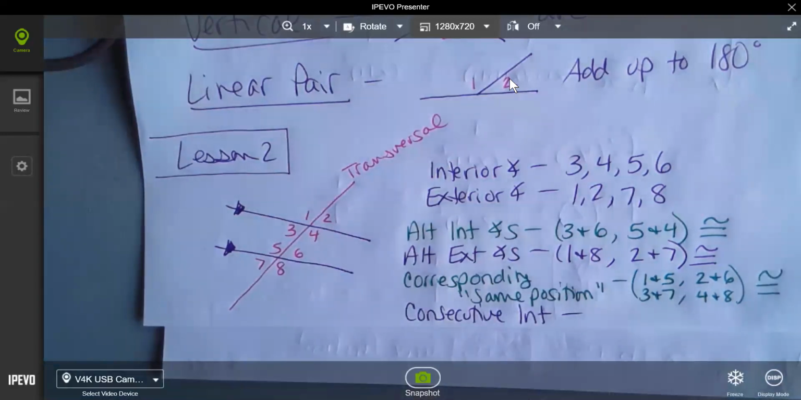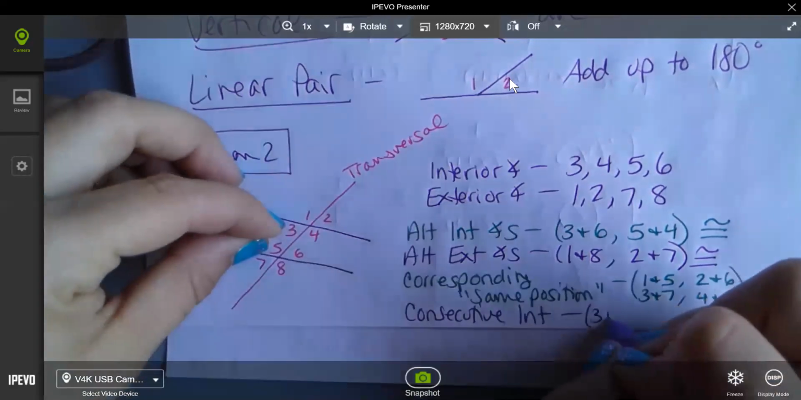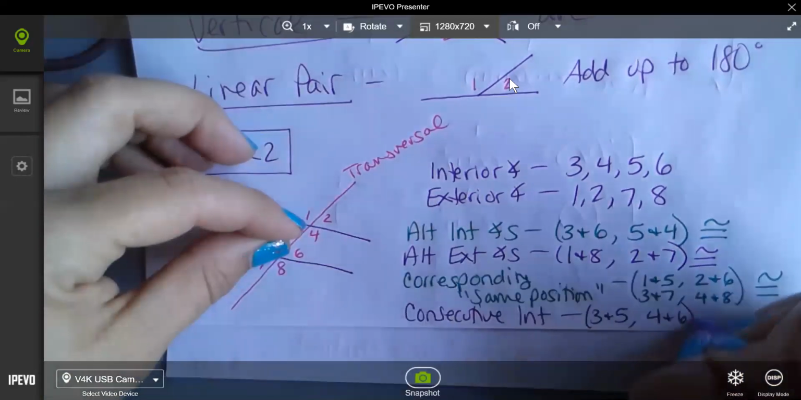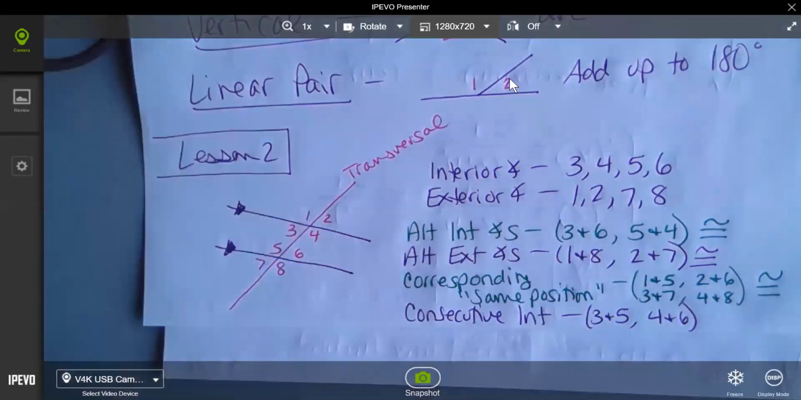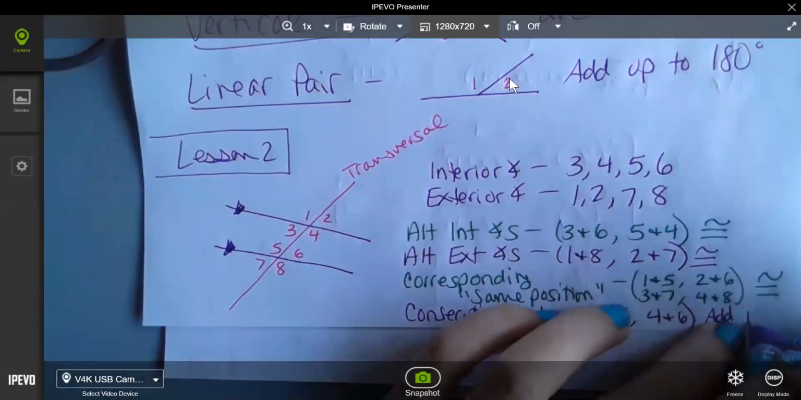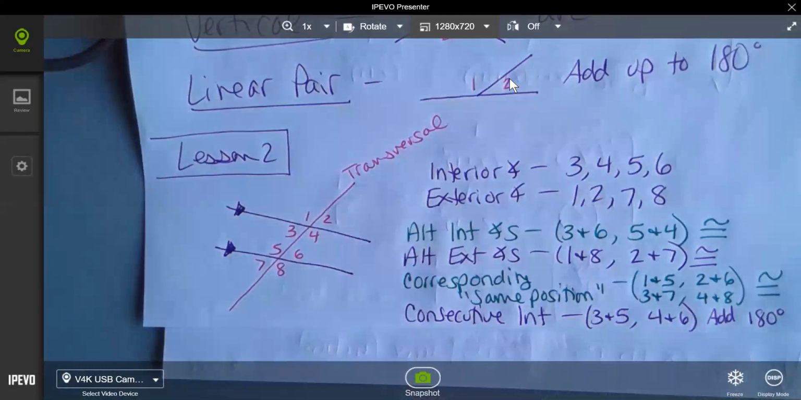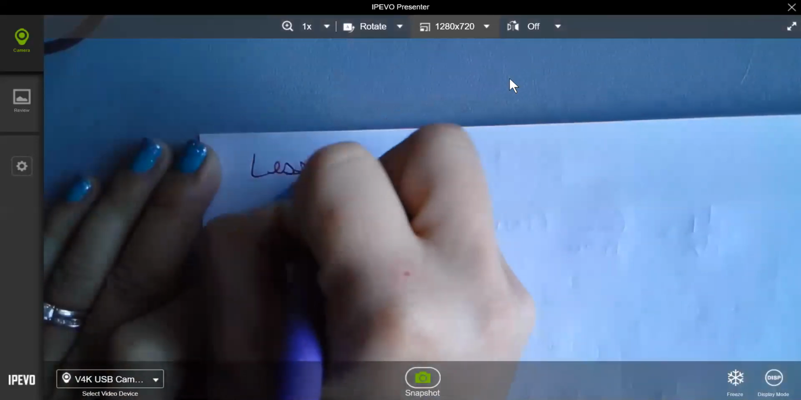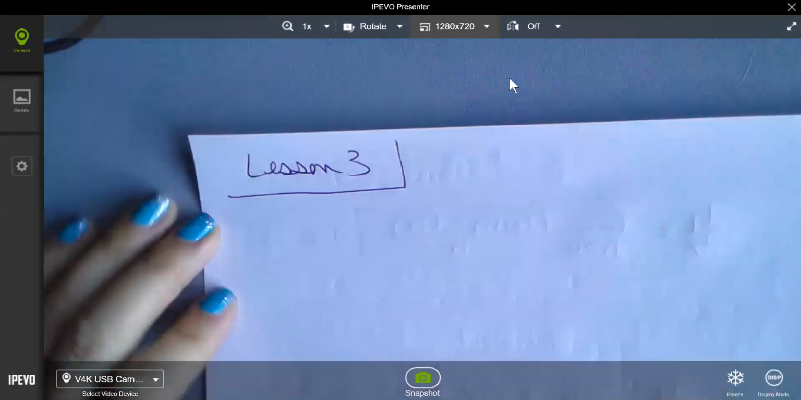And then consecutive interior, that means same side interior. So that's going to be 3 and 5 combo, or 4 and 6 combo. These are the only ones that are not congruent to one another. However, they add up to 180 degrees. All right, so that was lesson 1, lesson 2, and then we had lesson number 3, vocabulary.